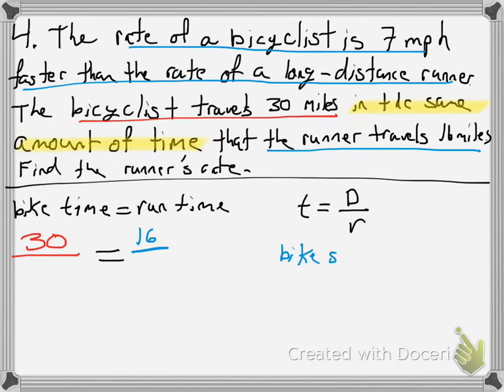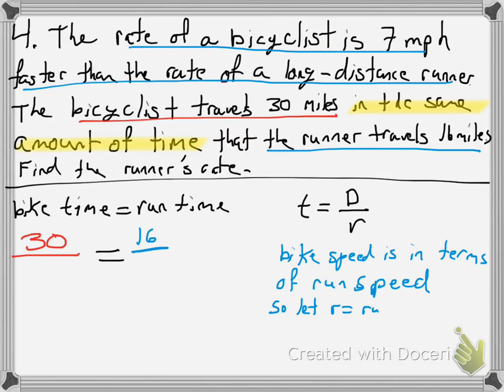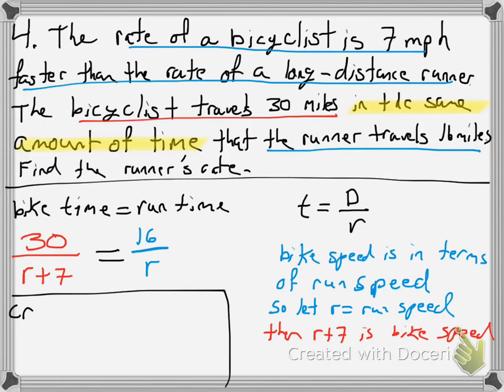We're going to read pretty much the first sentence. It says the rate of the bicyclist is 7 miles per hour faster than the rate of the long distance runner. So the bike rate is in terms of the runner, because it's 7 miles per hour faster than the runner. So we'll let r equal the runner, and then we'll let r plus 7 be the bike speed. Okay.